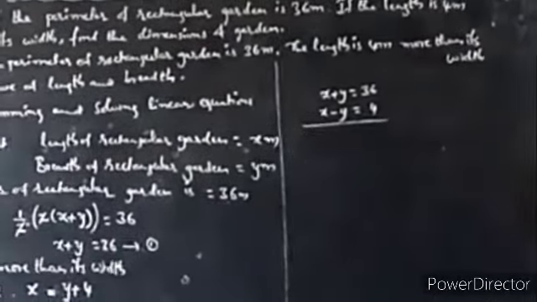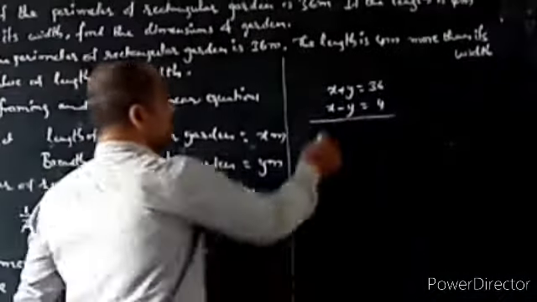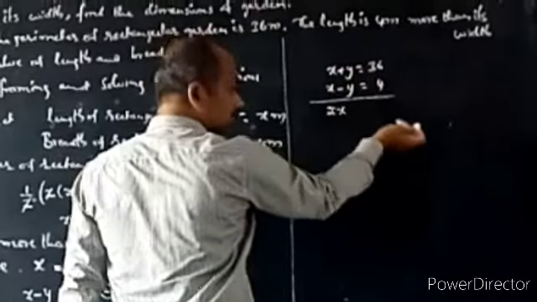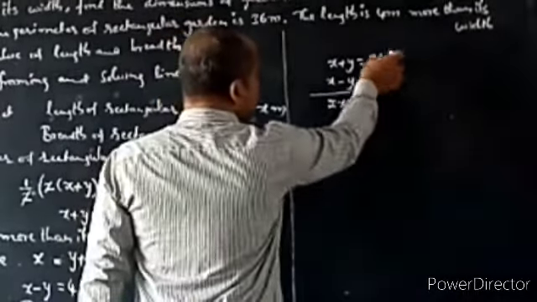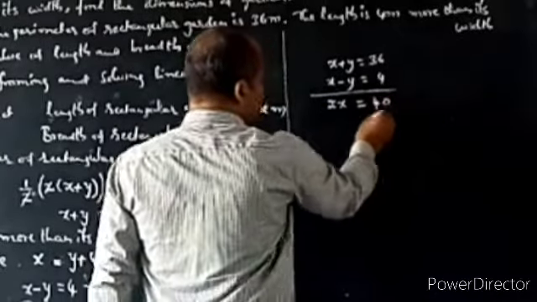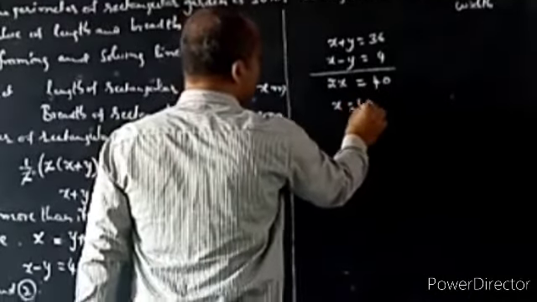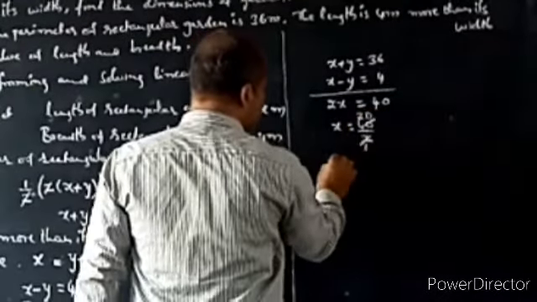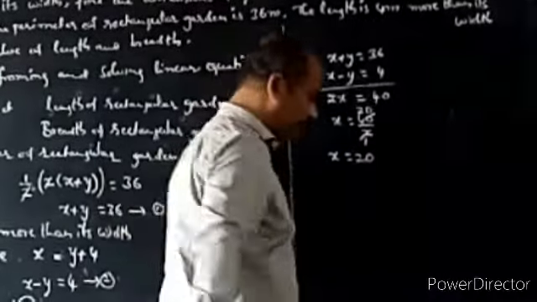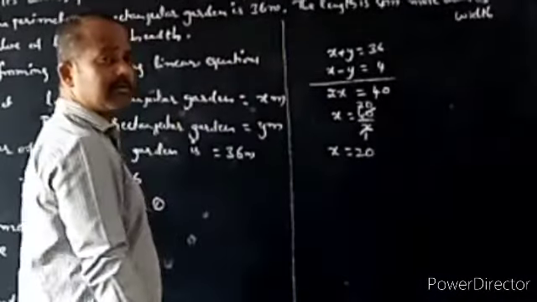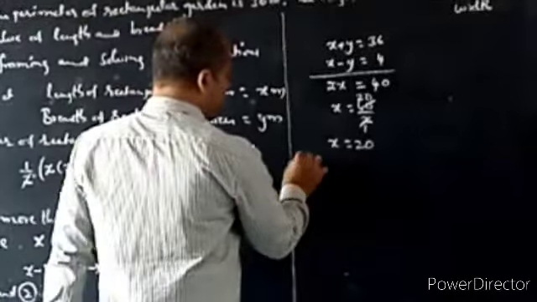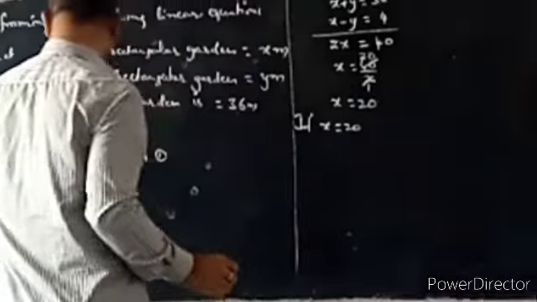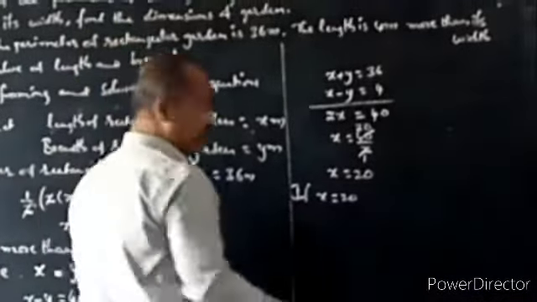What we said? Add. By adding, no symbols will be changed. Here x plus x is 2x, plus y minus y, that is 0, equals 36 plus 4, that is 40. So x equals 40 by 2. 40 by 2 is 20. So x is 20. x is 20 means length is 20.